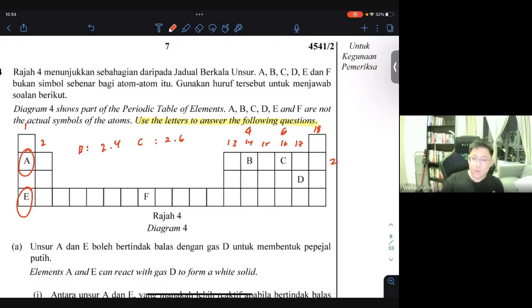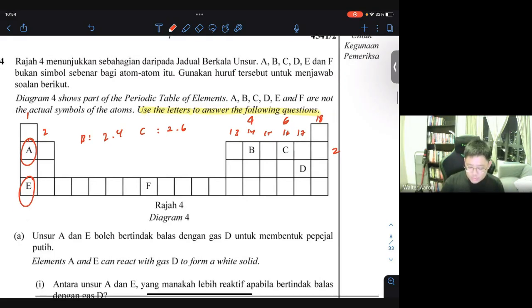B and C are located in the area where they're nonmetals. So when nonmetals and nonmetals combine together, they form covalent compounds. And this is a simple covalent molecule. To achieve octet, B needs 4 more electrons, C needs 2 more electrons. So when they share electrons, 2 atoms of C will share 2 electrons each with B, so that all of them can achieve octet.